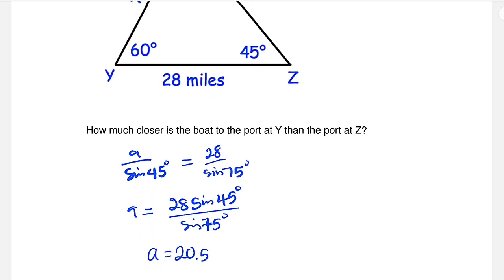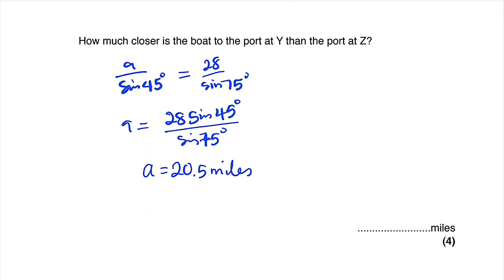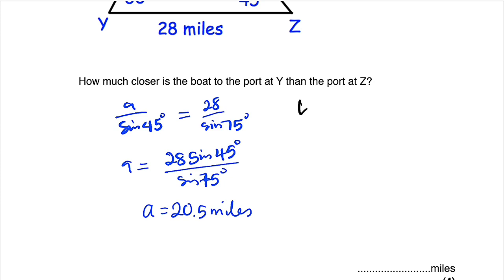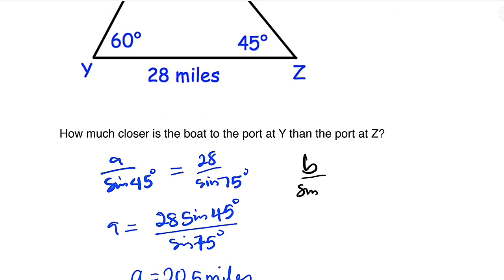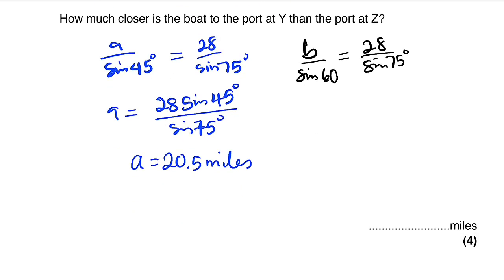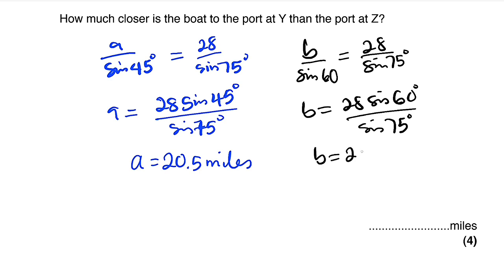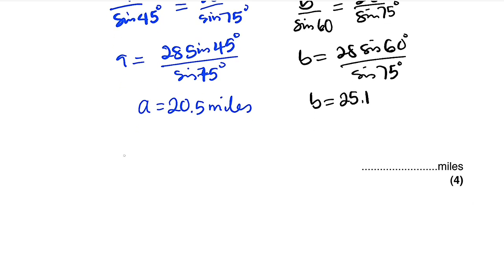Is it in centimeters? Yeah, in miles. And for B, we relate it with sine of 60, which is equal to 28 divided by sine of 75 degrees. Therefore, B is equal to 28 sine of 60 degrees divided by sine of 75 degrees. And this is approximately 25.1.